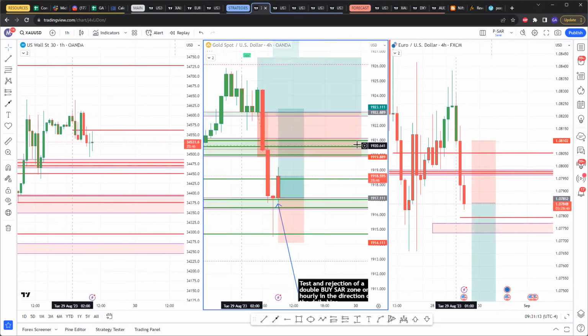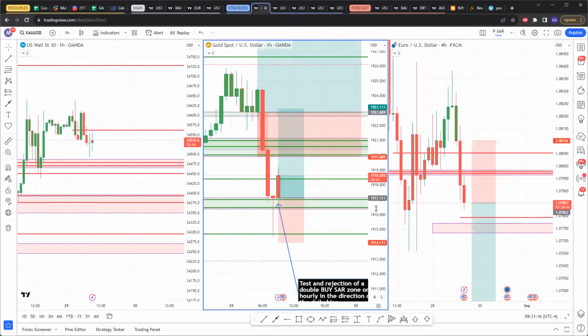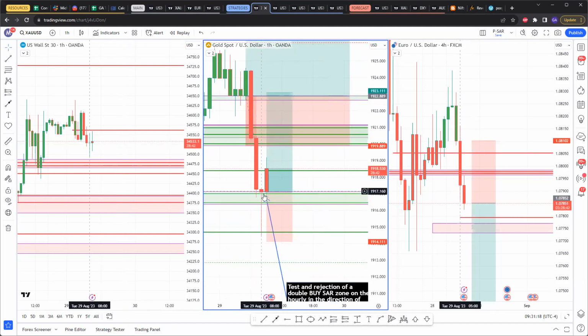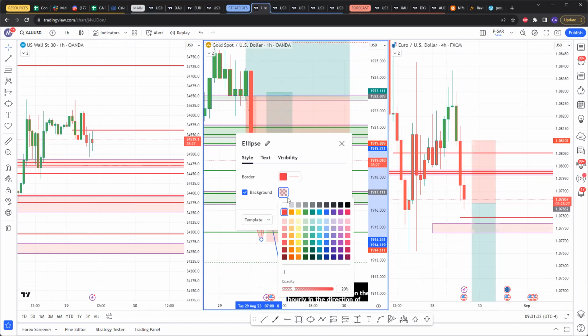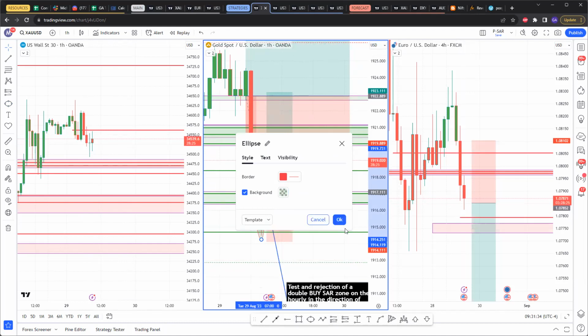But if you go down on the hourly, you'll see there was another entry that just happened, but I just missed that entry. So this is a test and rejection, right? All my entries are always based off of 2 candles. If I say test and rejection, know that test is 1 candle, rejection is another. If I say break and continuation, break is 1 candle, continuation is another candle.